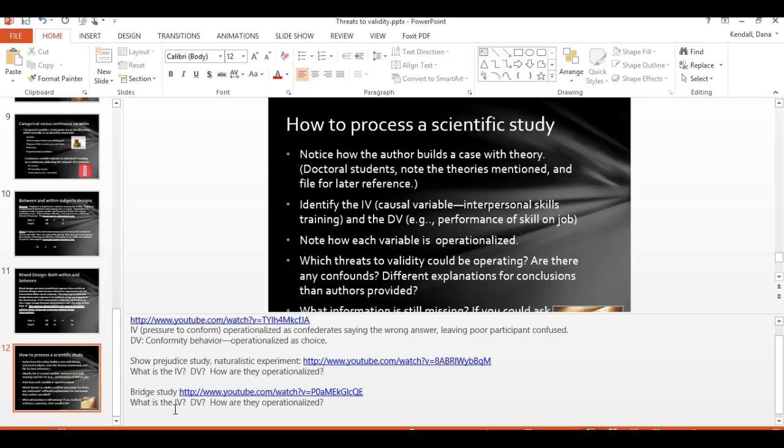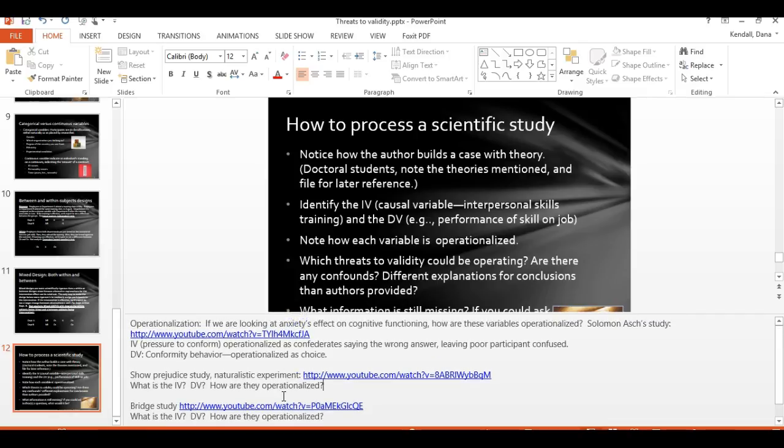It's just good practice for identifying what is the IV, what is the DV, and how were they operationalized, thinking about different causal explanations, and finally, what do the results say about human nature, and what are applications for the workplace from all of these different studies? So those are some questions to ask as you think things through.